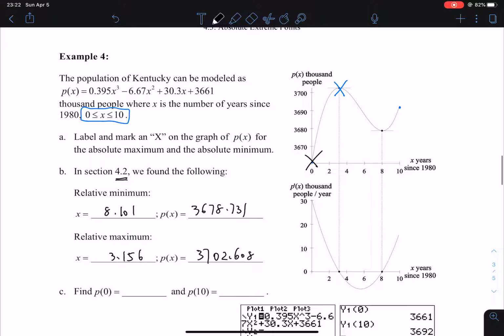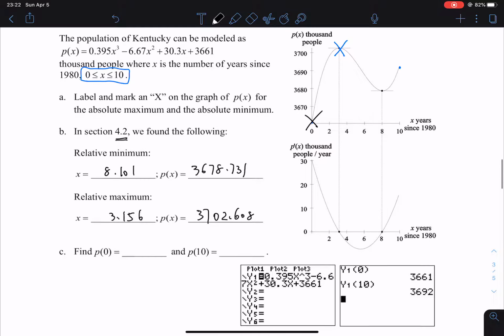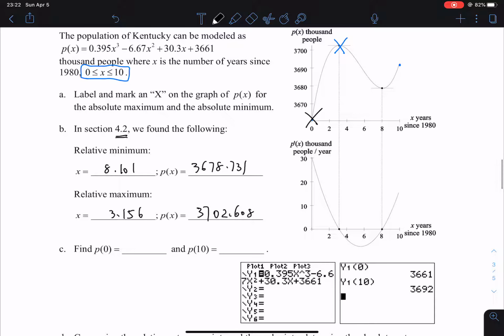All right, then the next question, example C: find P of 0. This one is just the normal one. This is our y1 of 0 and y1 of 10. So P of 0 is 3661, and P of 10 is 3692.